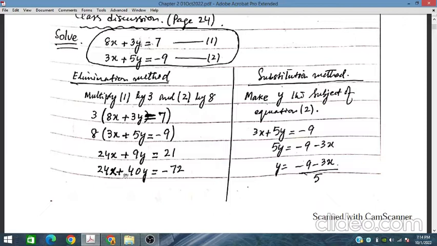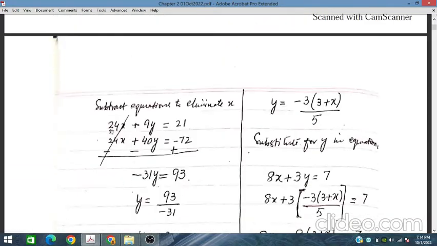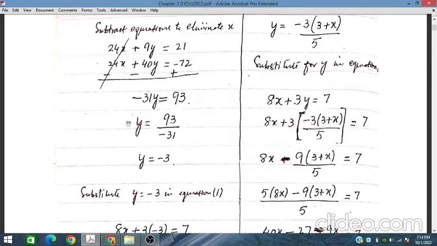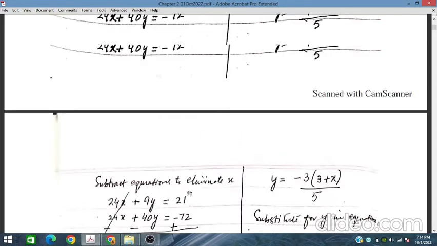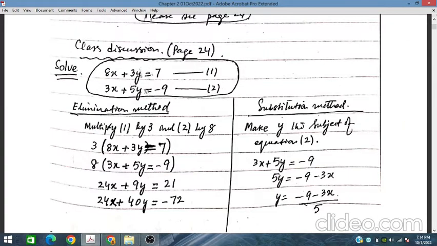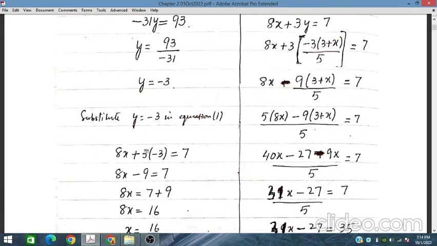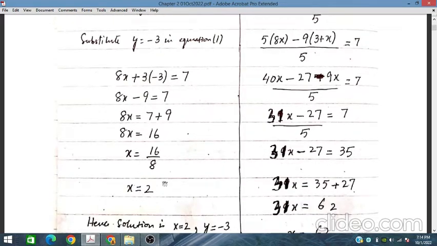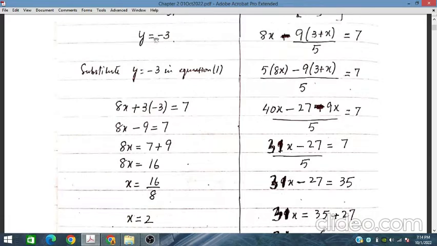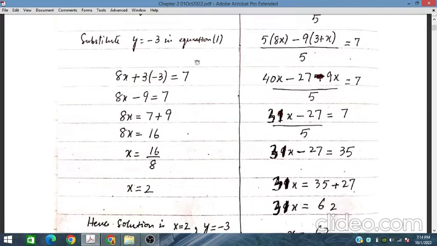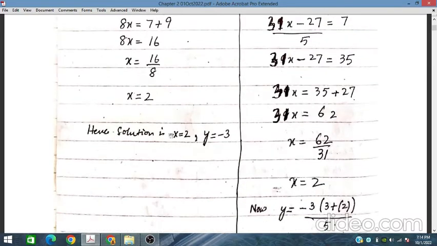By solving these two equations, we want to eliminate x, so we can subtract. On subtraction, we get y is equal to minus 3. This y is equal to minus 3 can be substituted in either the first or second equation. We have placed it in the first one and obtained x is equal to 2. So we have the solution x is equal to 2 and y is equal to minus 3. This is our unique solution.